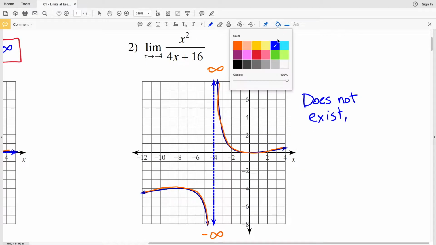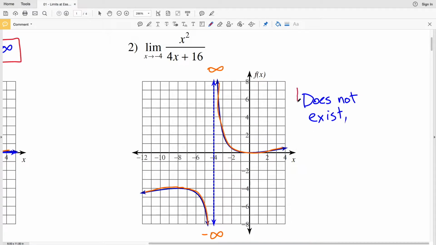Because remember, in order for the limit to exist, as x approaches a from the right and as x approaches a from the left, that limit will be equivalent. But since this is not the case in number 2, the limit does not exist.